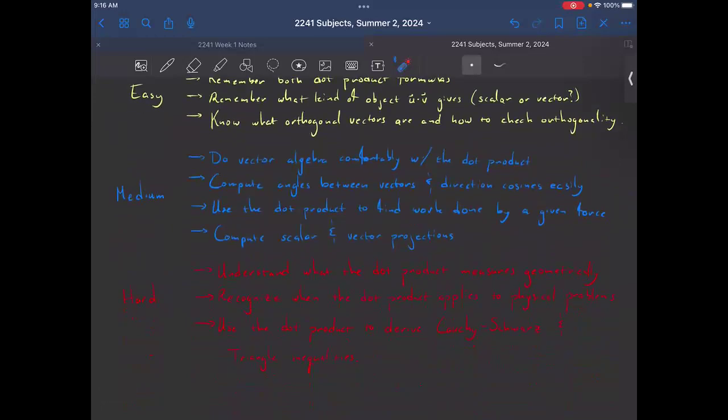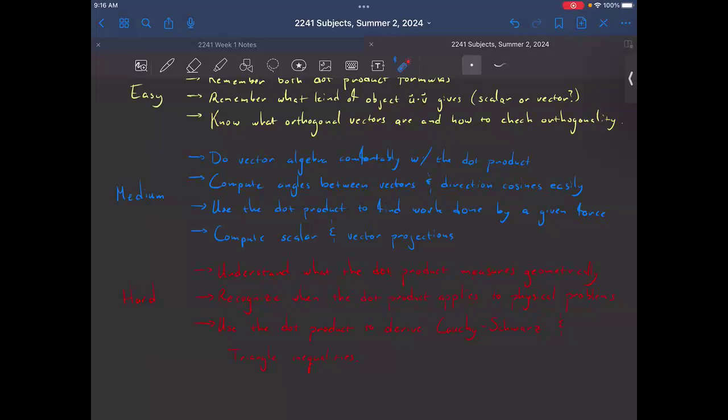Now for the hard ones. And remember, these are not objectives that you need to have by the end of today. So I want you to eventually understand what the dot product measures geometrically. That's something that'll show up in the explanation video. I also want you to recognize when the dot product applies to physical problems. This is part of learning how to translate word problems into mathematical problems and not just get totally confused by word problems that might pop up.